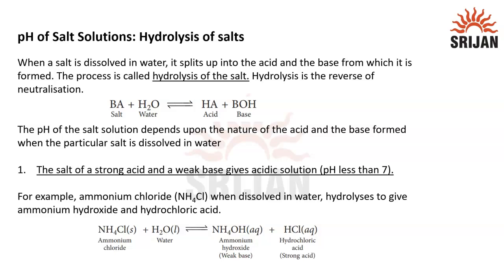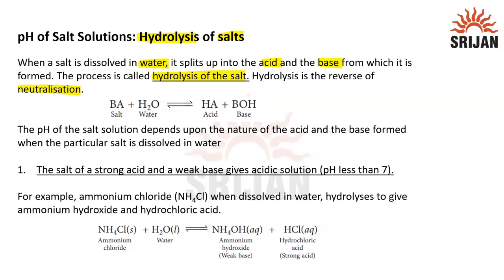pH of salt solution is also called hydrolysis of salt. It simply means we are reacting a salt with water. Whenever a salt is dissolved in water, it's split up into the acid and the base from which it is formed. This process is called hydrolysis of the salt. Hydrolysis is simply the process which is the reverse of neutralization.